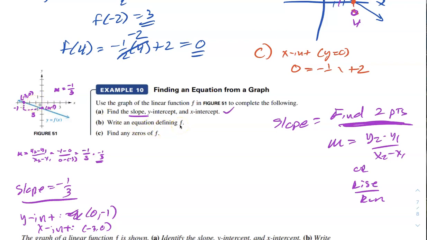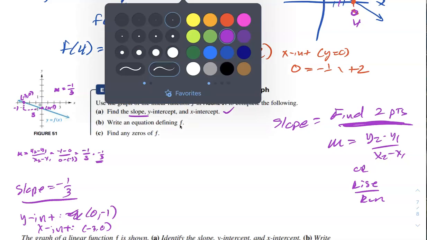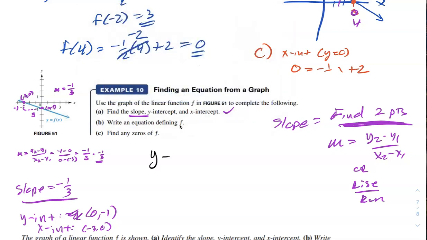Write the equation defining f. The easiest way to write an equation when you have a graph is y equals mx plus b. All we need is our slope and our y-intercept. We have both of those. Our slope is -1/3, and our y-intercept is -1. So y equals -1/3 x minus 1.